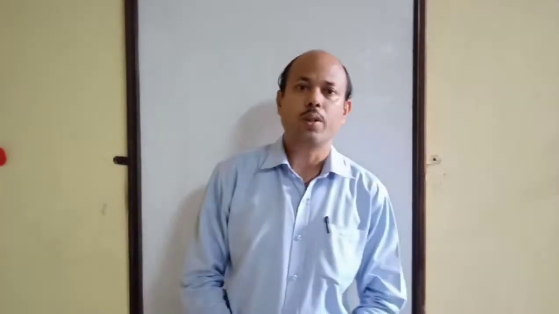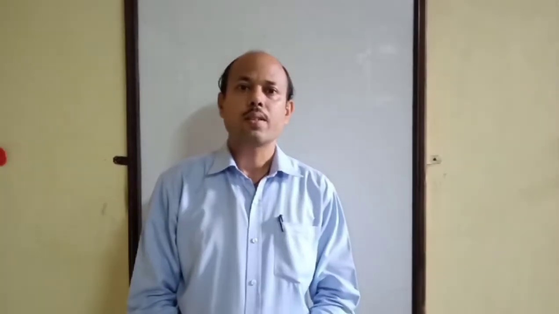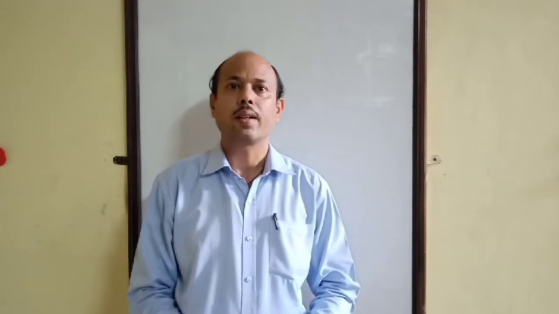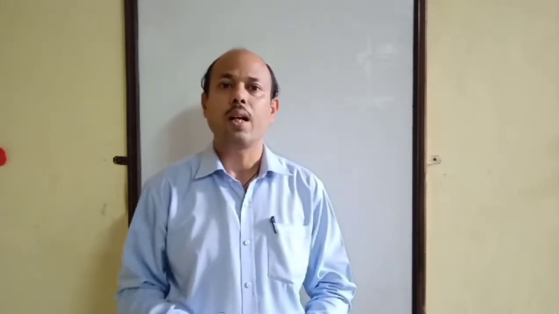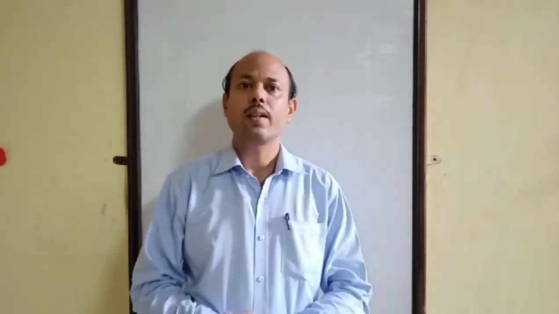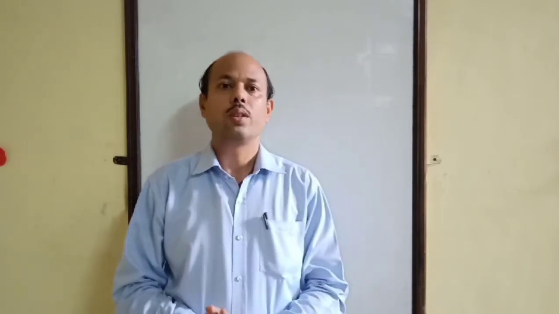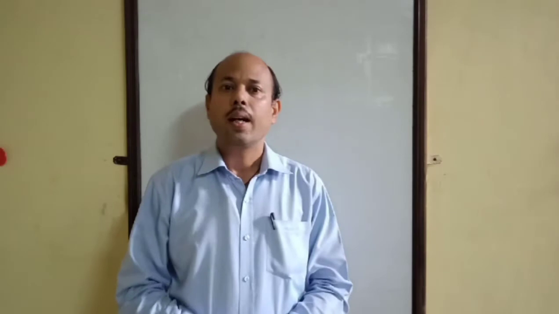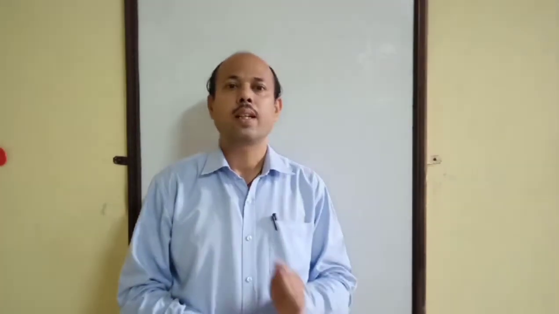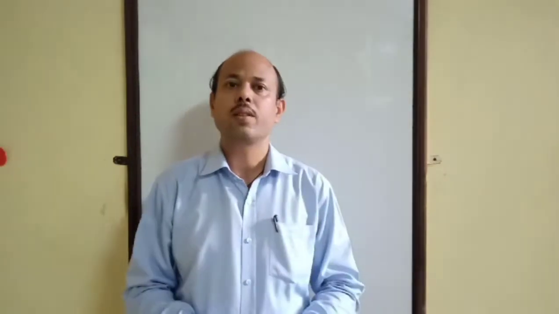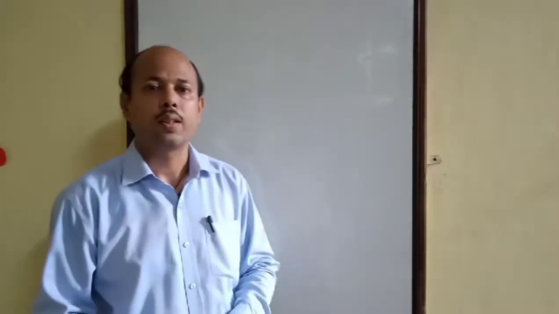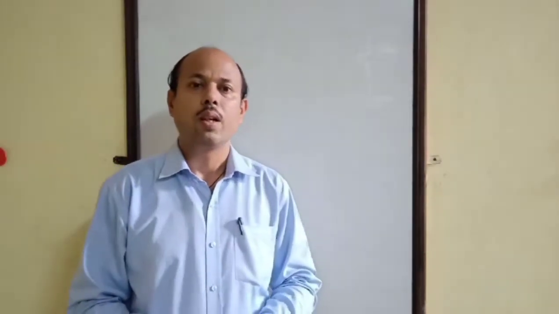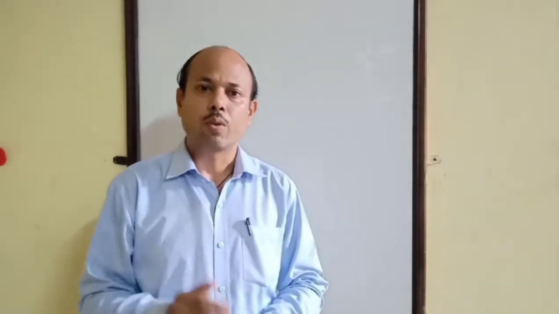Hello, good morning students. In the previous class we discussed alternating current and its different aspects. In alternating current we have to know the value of RMS current, average current, and average current for half cycle as well as full cycle. And we discussed what is the RMS value of current, what is the average value of AC, and what is the average value of AC for full cycle.